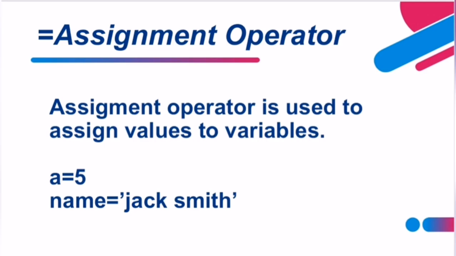Assignment operator. We have used the equal operator numerous times up until now. It is an assignment operator. The assignment operator is used in Python to assign values to variables. For example, a equal to 5 and name equal to Jack Smith. Here we have assigned 5 to the variable a. Similarly, we have assigned the string Jack Smith to the variable name.